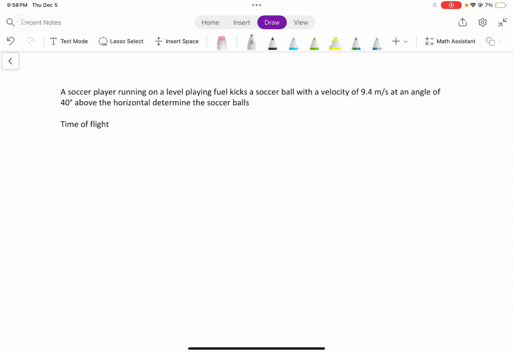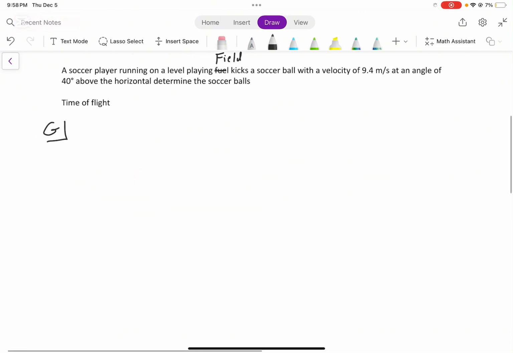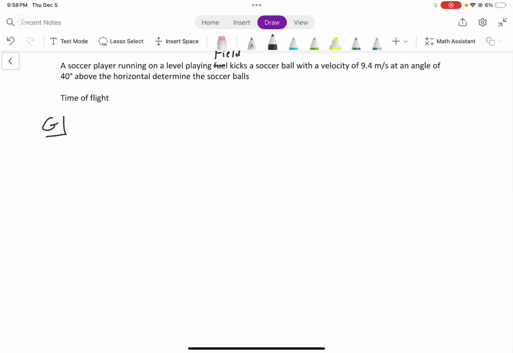Okay, so I have the first question pulled up here, and it says a soccer player running on a level playing field kicks a soccer ball with a velocity of 9.4 meters per second at an angle of 40 degrees above the horizontal. Determine the soccer ball's time of flight. So part A, we're looking for time of flight. So let's go to the given, and let's look at what we have. So we know that it's kicked at 9.4 meters per second at an angle of 40 degrees above the horizontal.